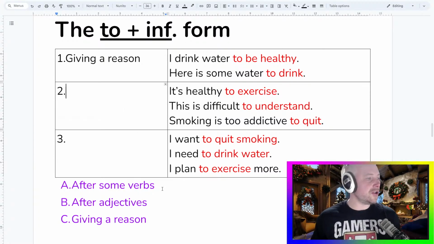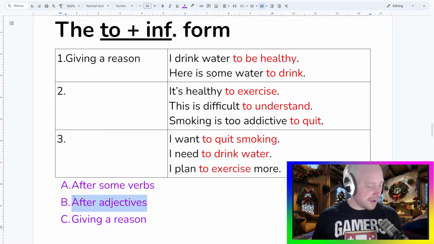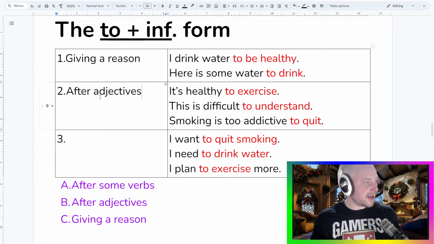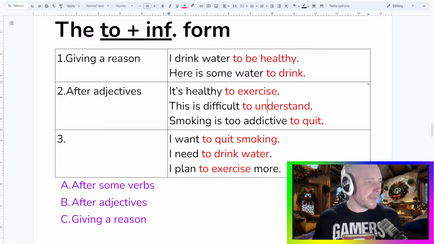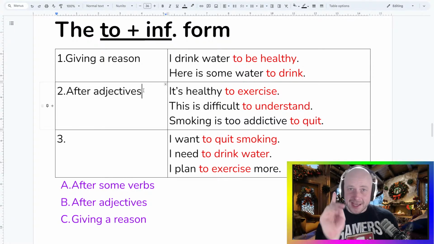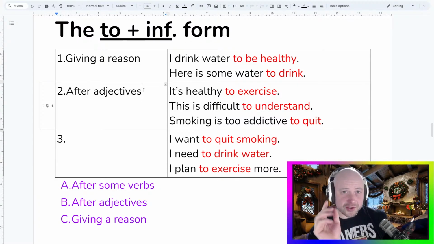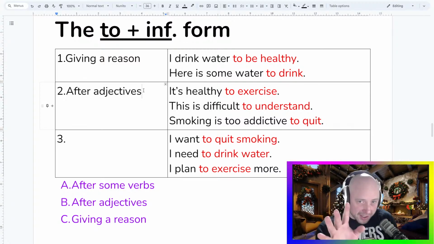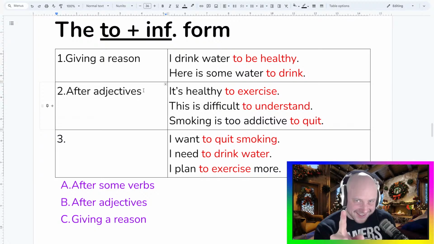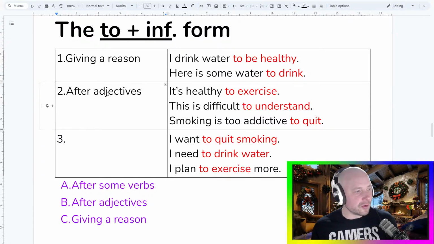And then number 2, we have it's healthy. This is difficult. Smoking is too addictive. And this, of course, is after adjectives. Now, that's not always true. It is actually possible to have a form of a verb after an adjective, which is not to plus infinitive. But 99.9% of the time, it is. So it's a good rule.